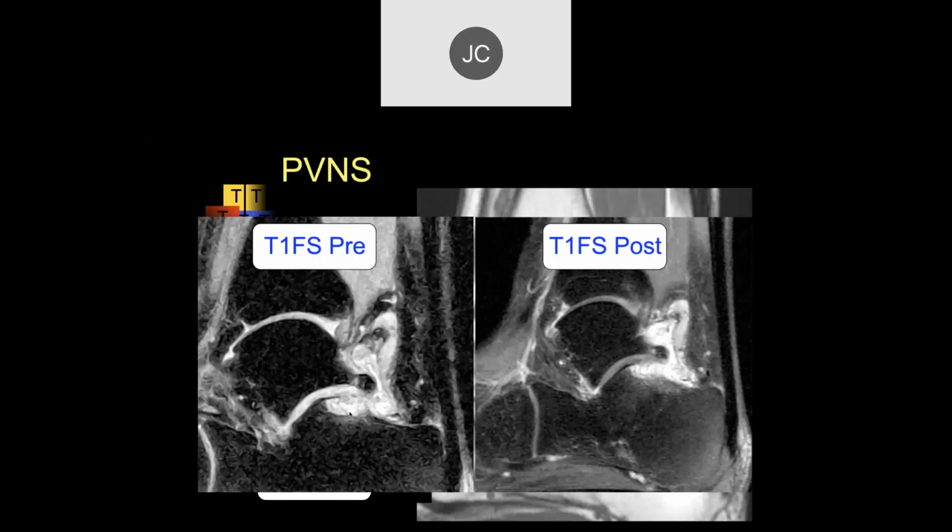But PVNS certainly can erode bone. But this is an unusual location. So this is actually more within the joint space rather than a tendon sheath. But it's associated with synovium. So this is really kind of a chronic synovitis with erosion here. Okay.